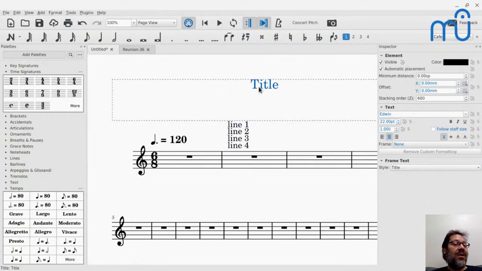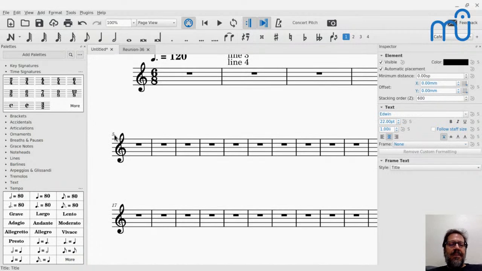So, like the title, notice the title didn't get bigger. That's because the title specifically says don't follow the staff size. And the idea is mostly if you're making the score smaller, not bigger. If you're making it bigger, maybe you want the title bigger. But if you're making the score smaller, like to fit an entire orchestra on one page, it doesn't mean you want a tiny title. So the title doesn't scale.